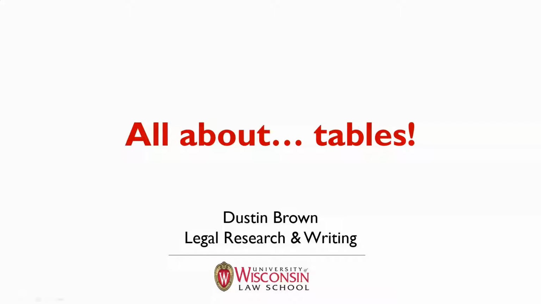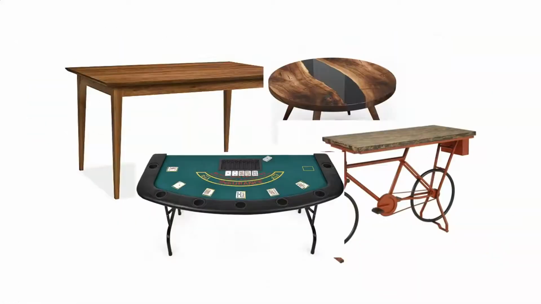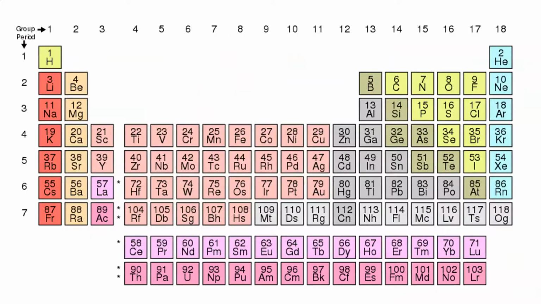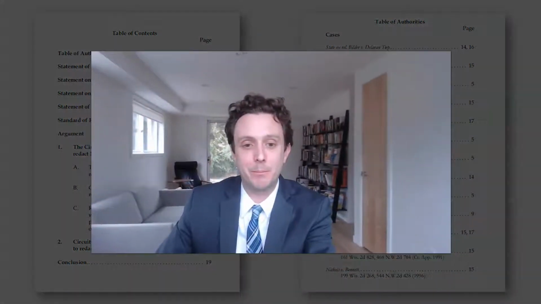And this video is all about tables. Oh no, sorry, not those tables. Not that table either. These tables. The table of contents and table of authorities that appear at the front of appellate briefs.